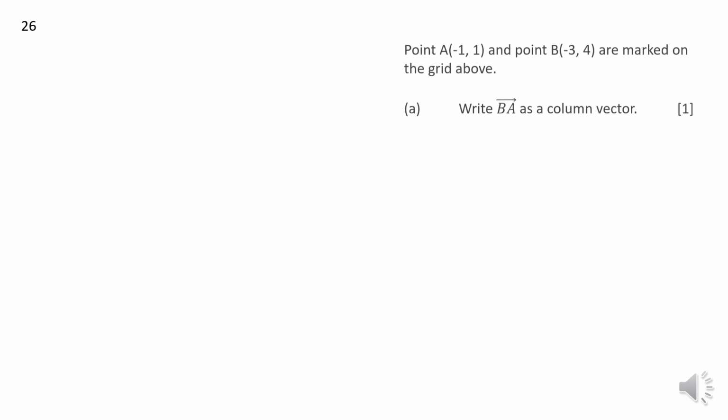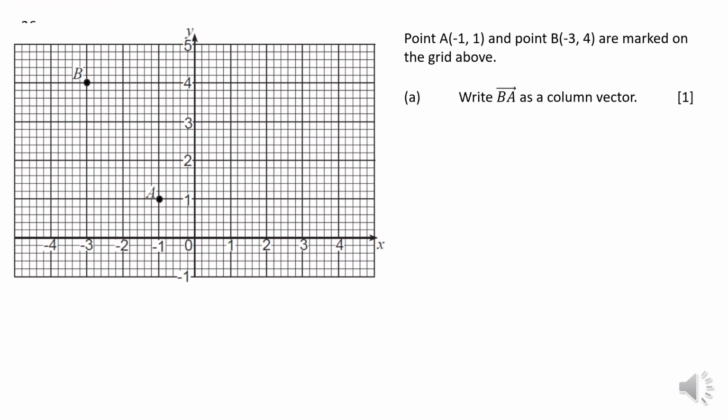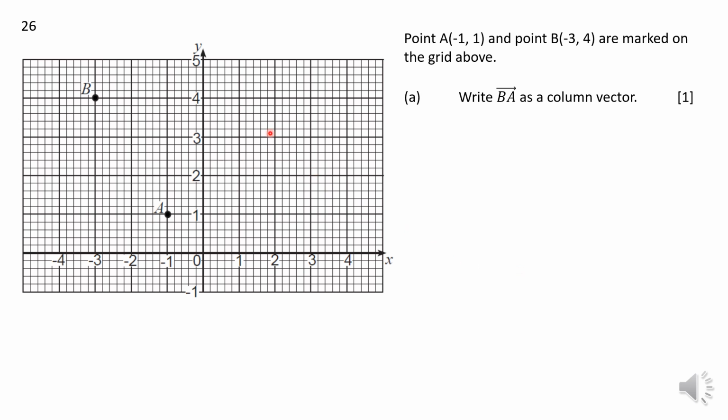Question 26. Well, question 26 involves a little bit of transformation, so vectors as it is. They're saying point A is negative 1, 1, as you can see. Point B is negative 3, 2. They say write BA as a column vector. That means from B to A.